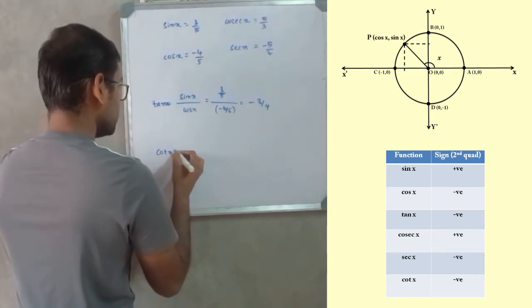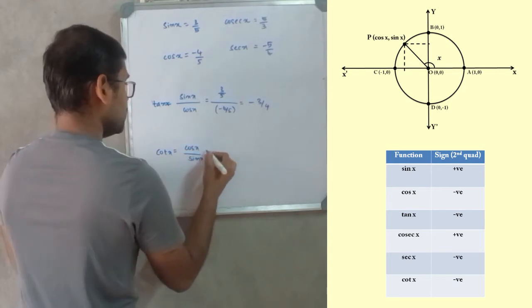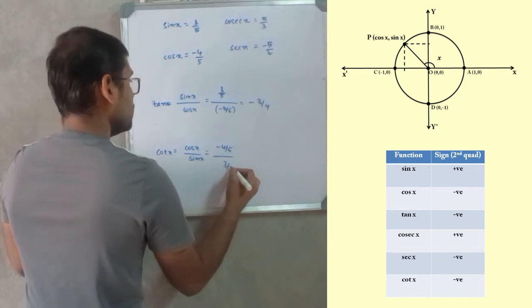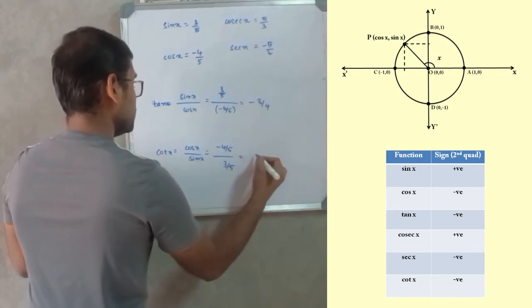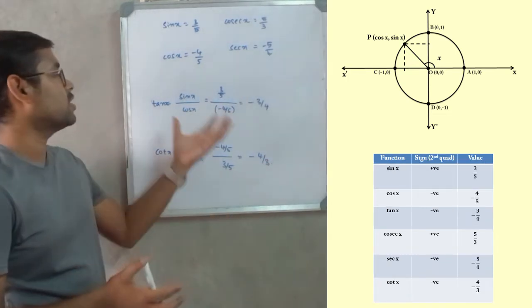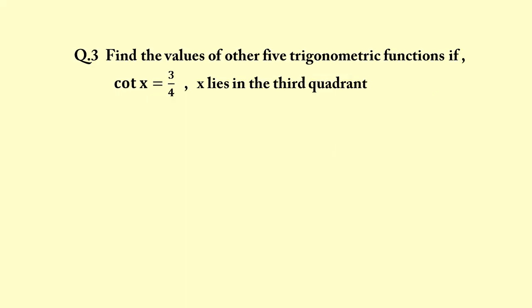Similarly for cot x, we can use the relation cos x by sin x. Here cos x is minus 4 by 5 and the sin x is 3 by 5. The value of cot x will be minus 4 by 3. And these are the values of the 6 trigonometric functions for the angle x, which lies in the second quadrant.